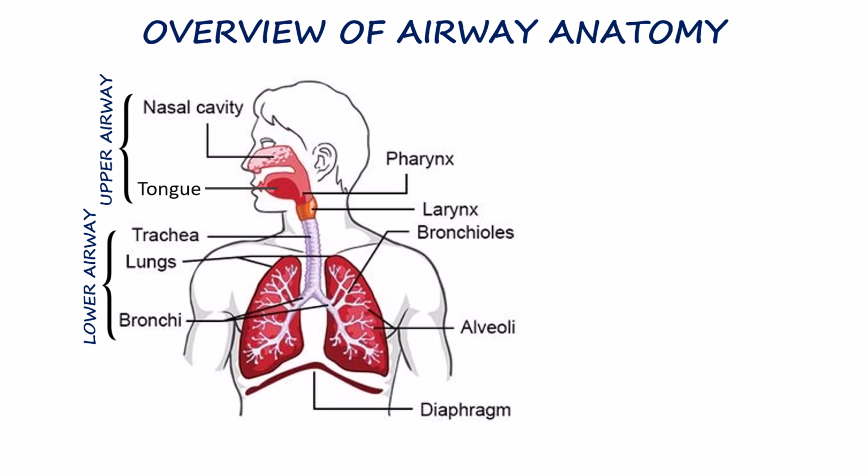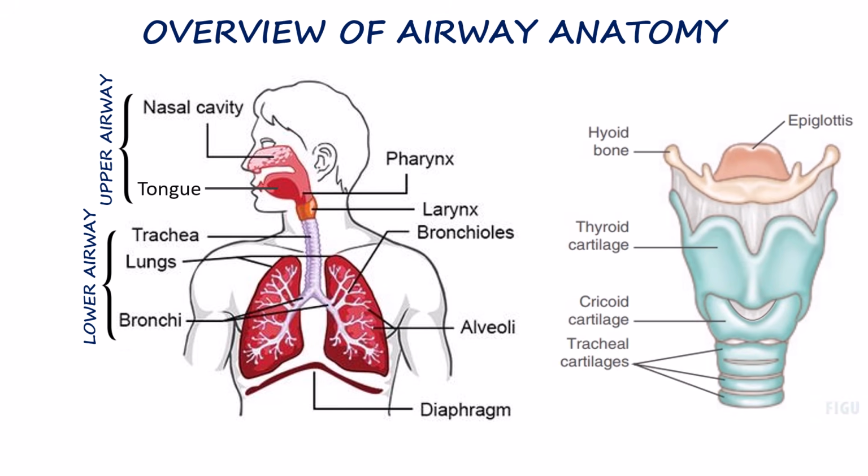The upper airway includes the nasal cavity, oral cavity, pharynx, and larynx. The lower airway begins at the trachea and extends to the bronchi and alveoli. Key landmarks include the tongue, epiglottis, vocal cords, and cricoid cartilage. The tongue is the most common cause of airway obstruction in unconscious patients.